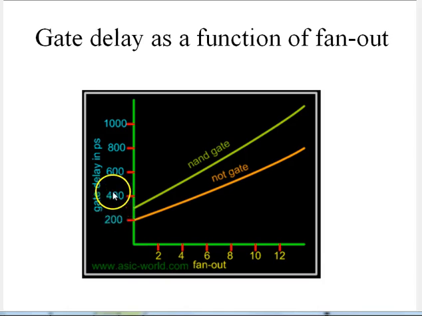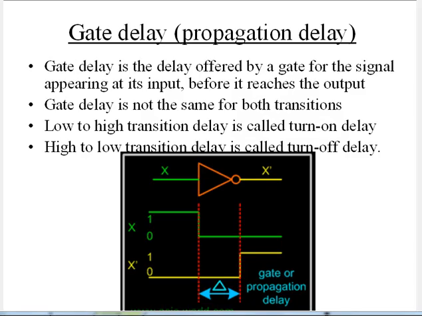This shows a gate delay versus fan out, of an inverter and of a NAND gate. So an inverter has less propagation delay than a NAND gate. There are fewer transistors there. And it looks, again, approximately linear. As you increase your load, approximately linearly, you increase the delay through the gate. So what do we mean by that propagation delay? That gate delay is the delay from our input X. If we look here at this inverter signal, at the input is X, at the output is X prime, or X inverted.